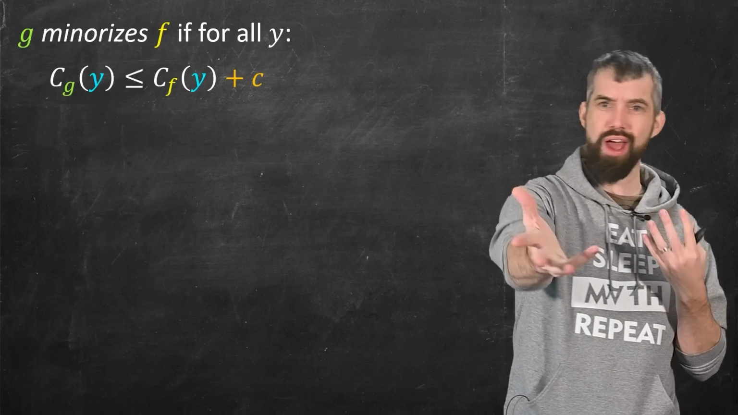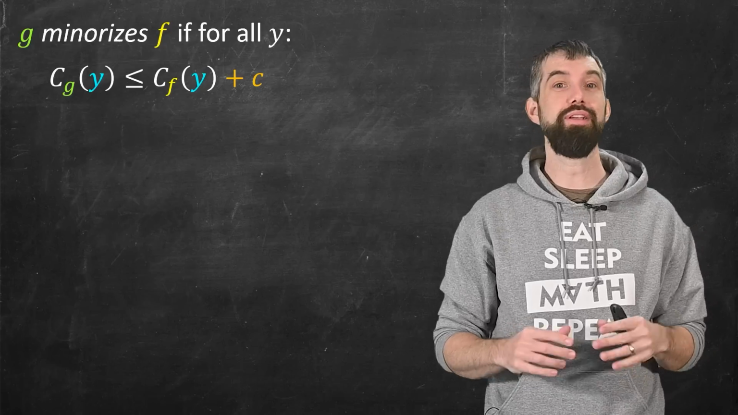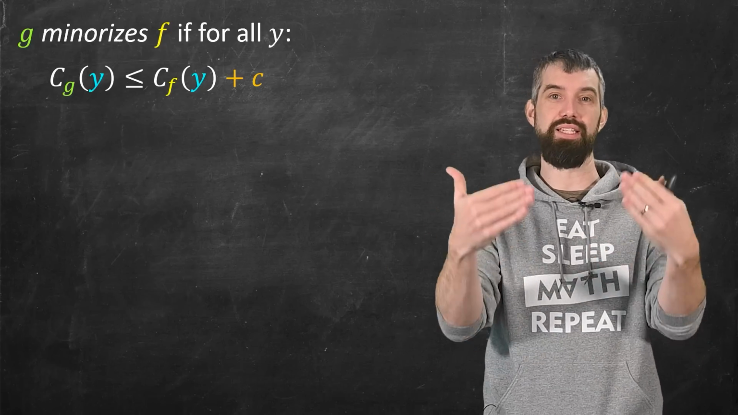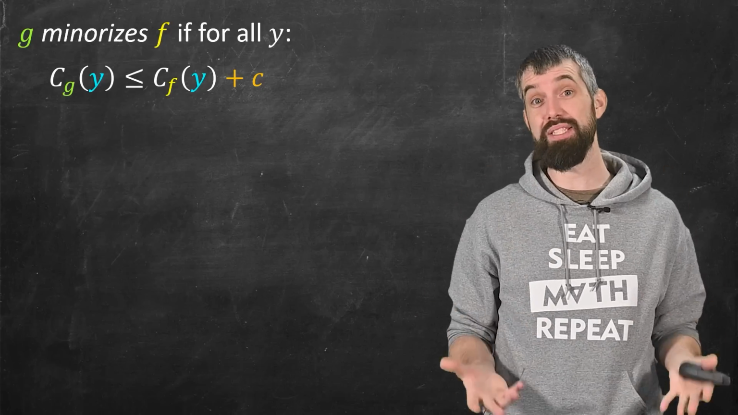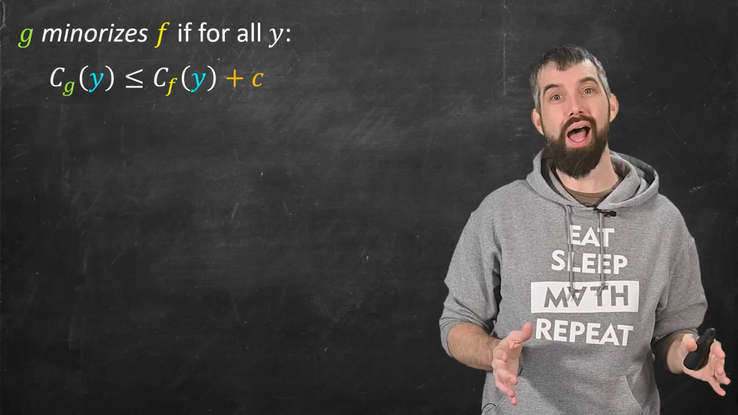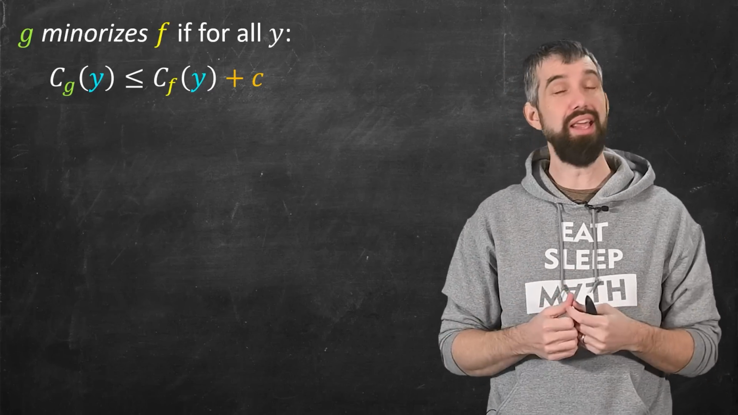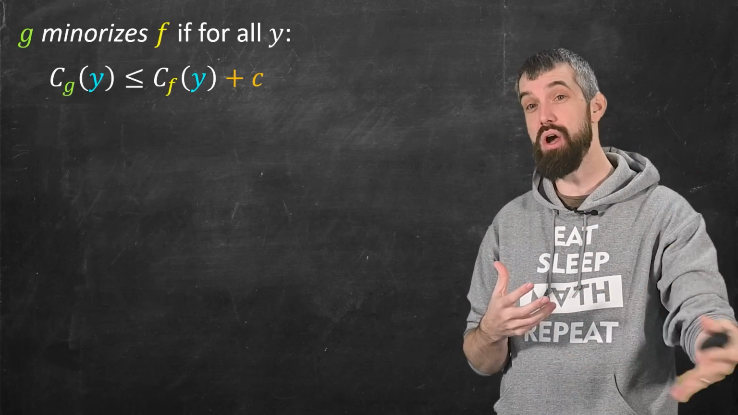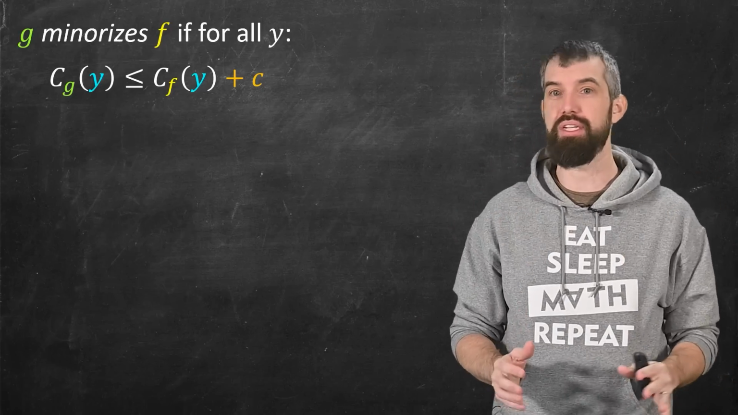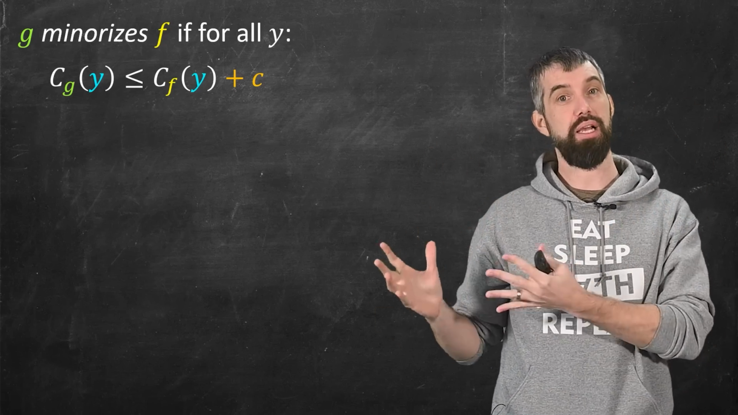So imagine you've got an f, I've got a g. How do we compare them? The term we're going to use here is that g minorizes f. And basically what it says is the complexity of g is smaller than the complexity of f for every value of y, but maybe with a constant overhead that we don't worry about too much. So it's not like the complexity of g is always less than the complexity of f. You can have that constant overhead, but it's at most a constant. There's never a multiplication by 2, there's never an exponential, it's just plus the constant.